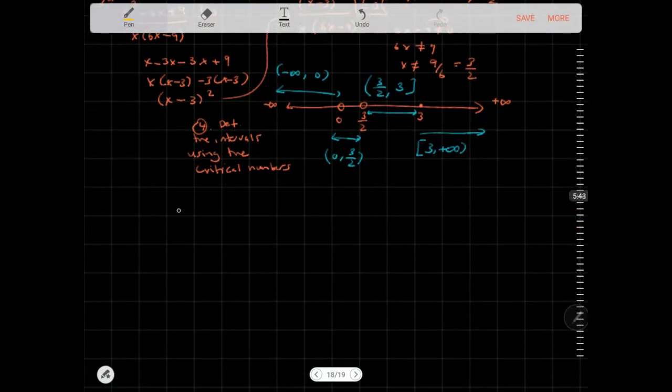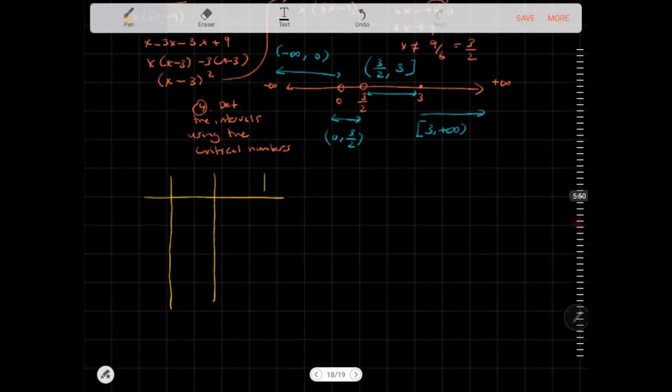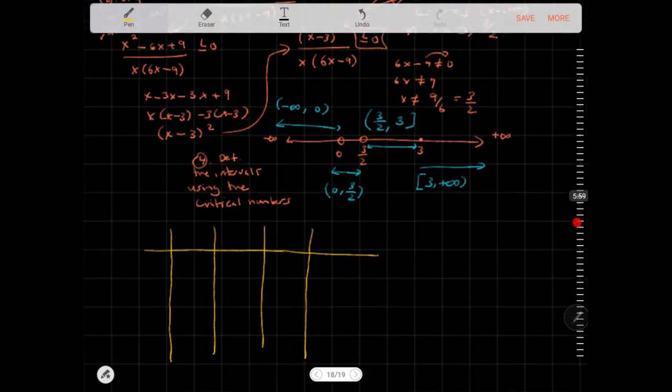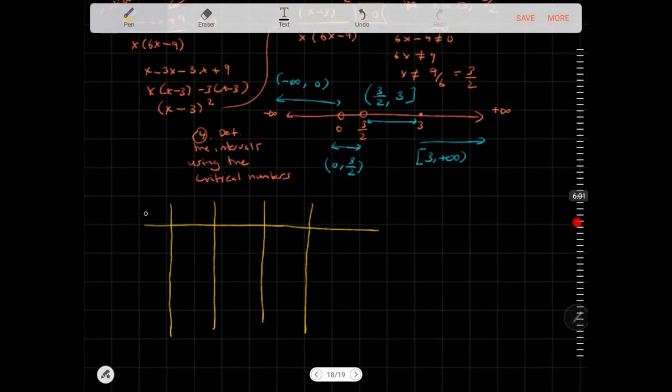Okay, from doing that, I'm going to put my intervals on top in this upper row here. Okay, so we have 1, 2, 3, 4. We have 4 intervals because we have 3 critical points, right? We usually have one more interval than critical point.